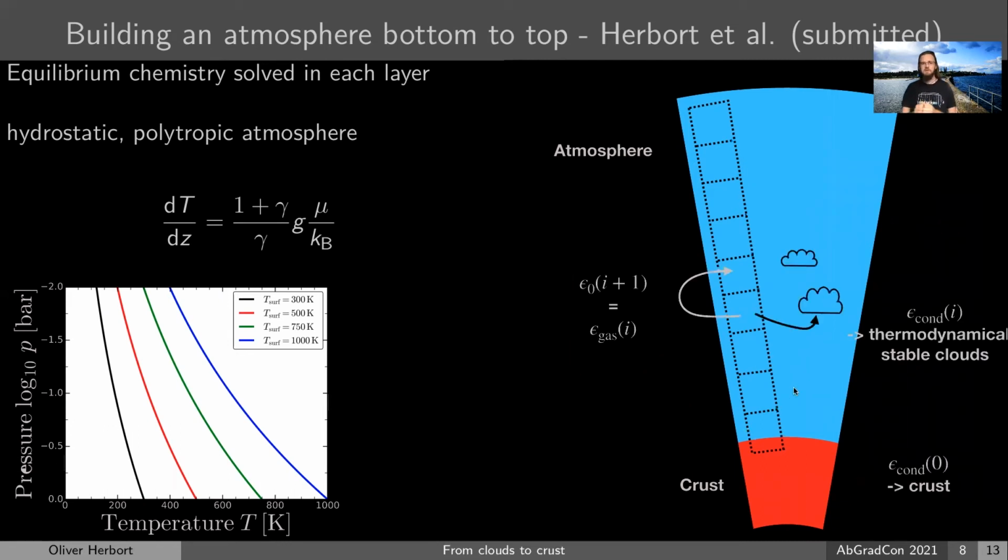And every time there's a condensate stable, we take the condensates out, interpret them as a thermally stable cloud, and only take the gas phase as the total element abundance of the layer above. With that, we build our atmosphere that is depleted in those condensates that are taken out that formed clouds. There's no kinetic cloud formation in here. That's the next step to do, but this is to investigate what is thermally stable.